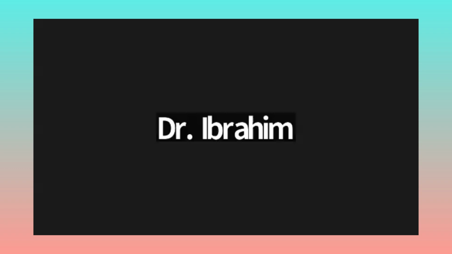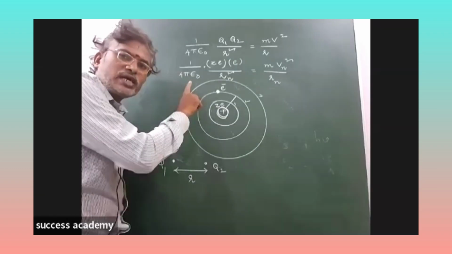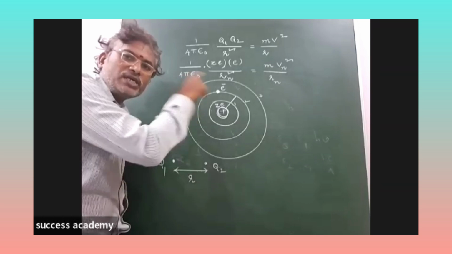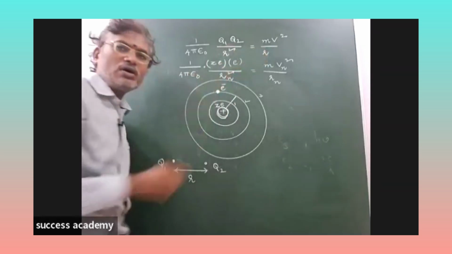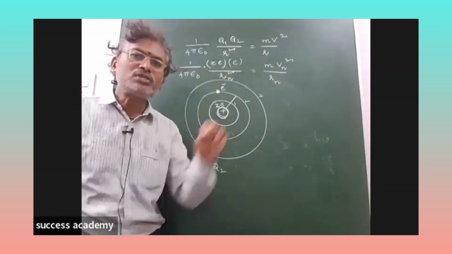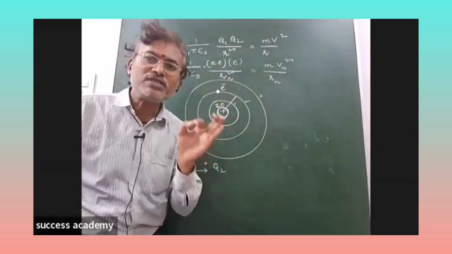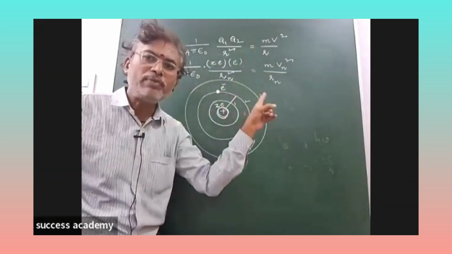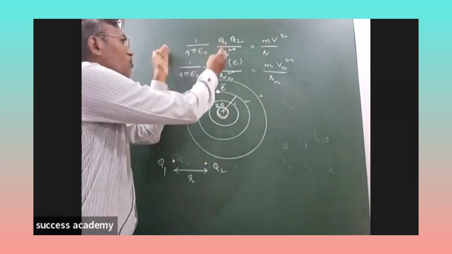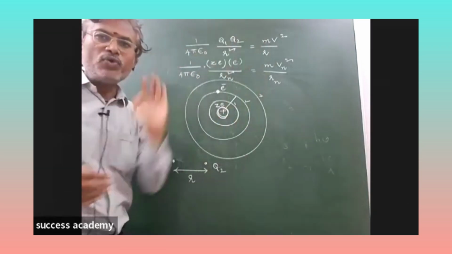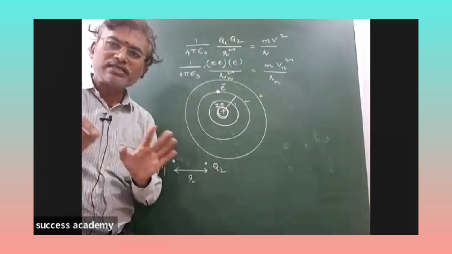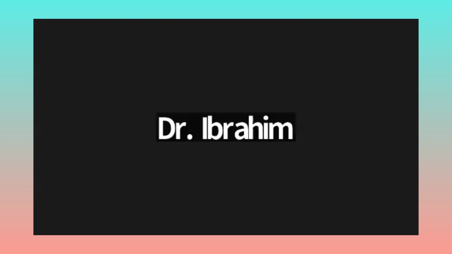Yes, sir. Now, this electrostatic force is converted into centripetal force. What is the magnitude of the centripetal force? ma, mv square by r. So electrostatic force is converted into centripetal force. Is this clear now? Okay, sir.